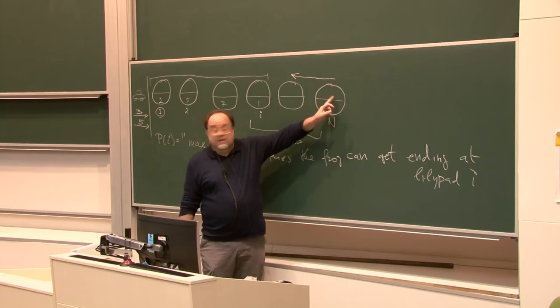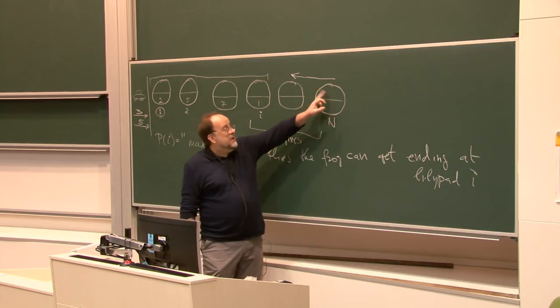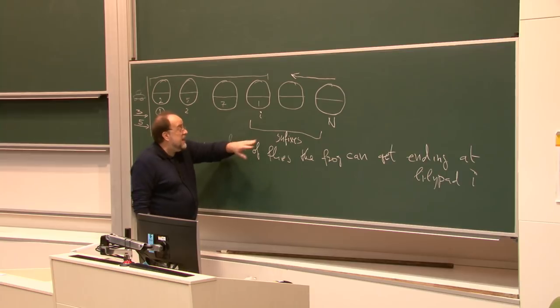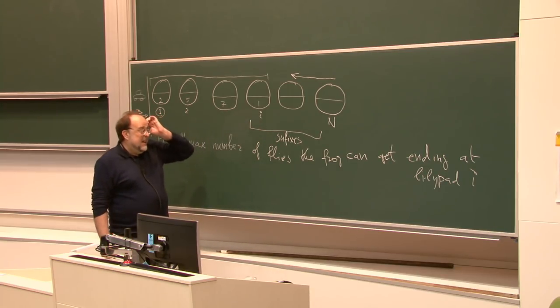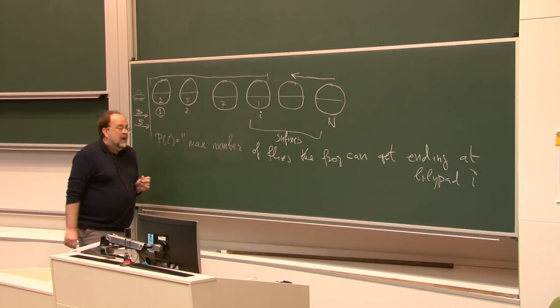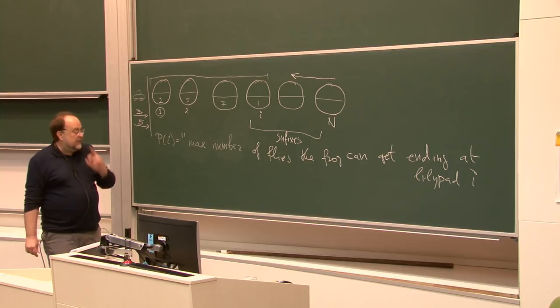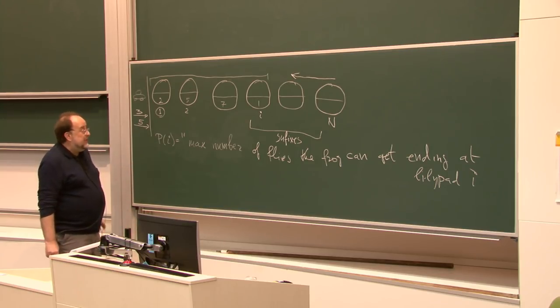Once you solve the whole recursion, what you get, well, in this case, actually, it will be what you get here, but sometimes you have to rescan the array to see the largest number of flies that the frog can get.